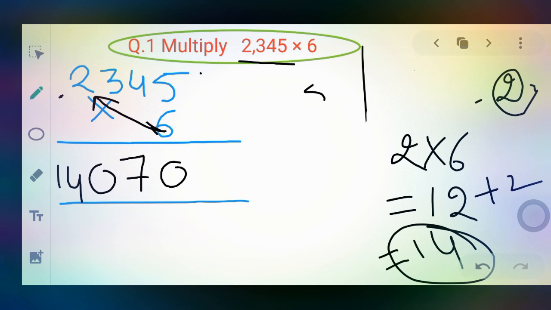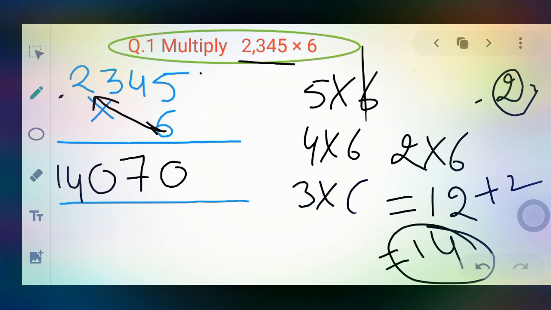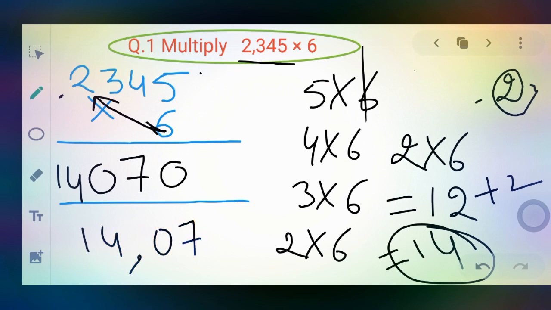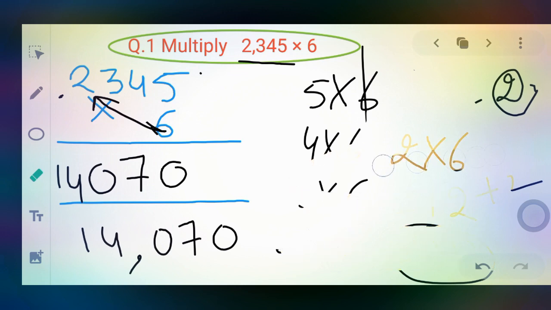First I multiply 5 and 6, then I multiply 4 and 6, then I multiply 3 and 6, and last I multiply 2 and 6. Whatever I get carry, I add in the next place. In this way, dear student, I get the answer. What is the answer? The answer is 14,070. So dear students, I hope you understand all these things very well, how to multiply a large number by a one digit number.